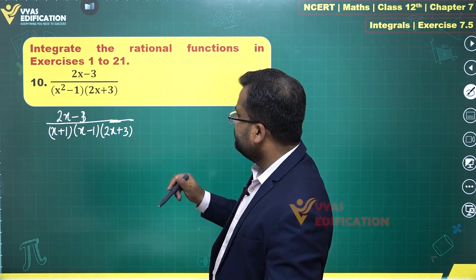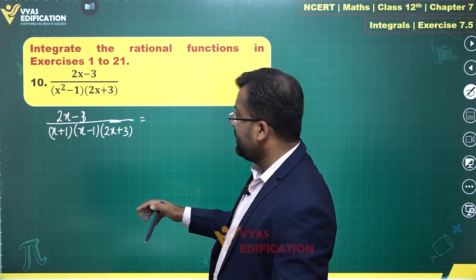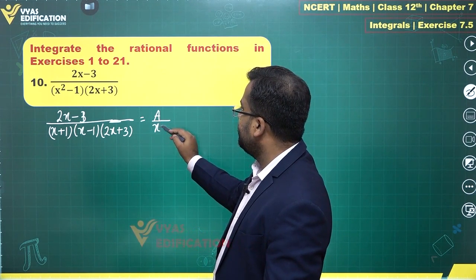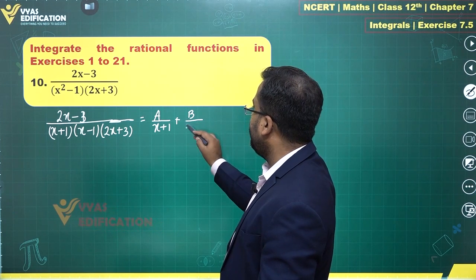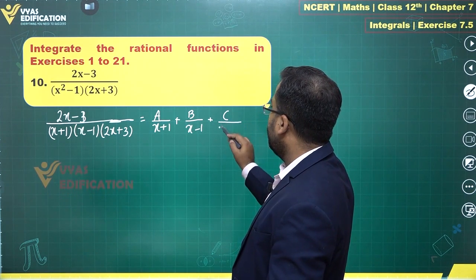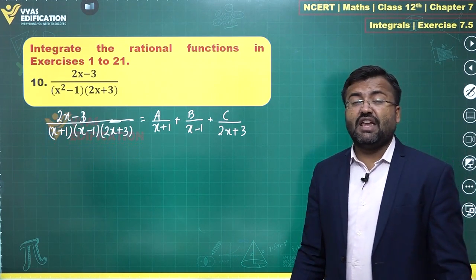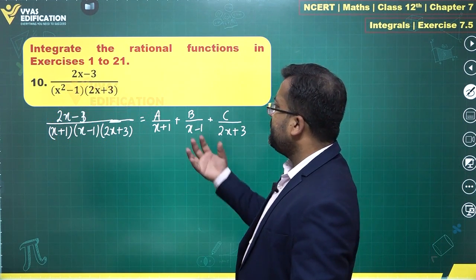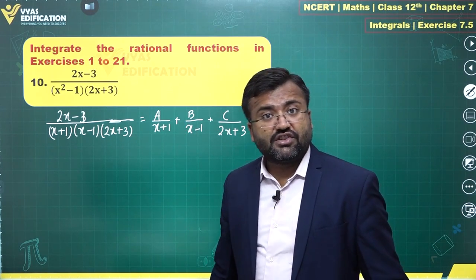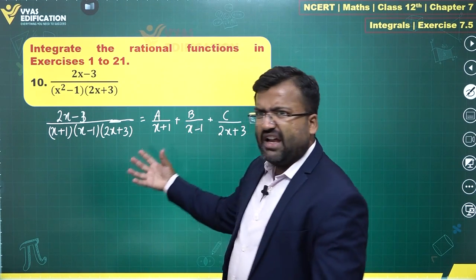What else? So this is equal to a upon x plus 1 plus b upon x minus 1 plus c upon 2x plus 3. Those are the partial fractions, and the next target is to find the values of a, b and c. So a, b and c can be found by a simple idea that we have discussed in the previous questions. I'll explain that once again.